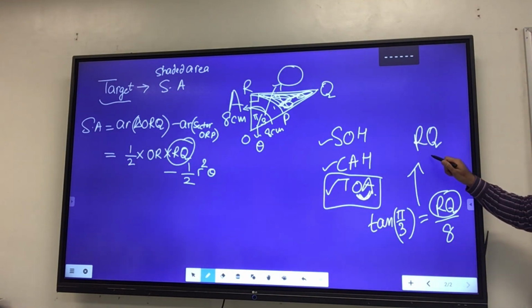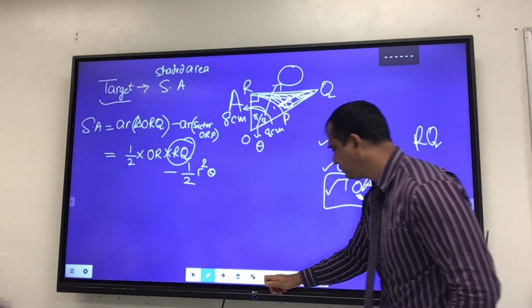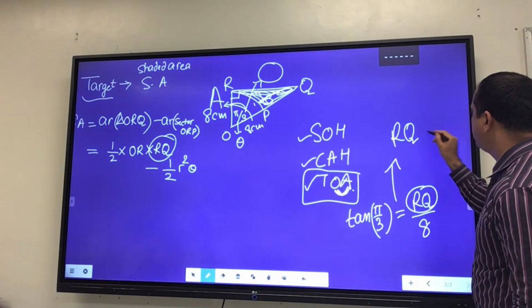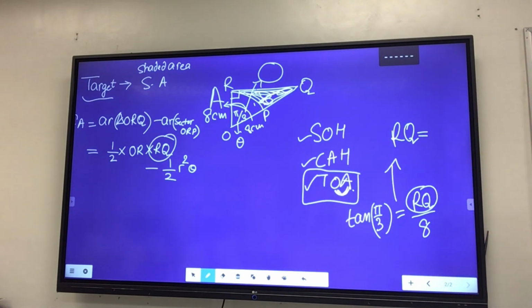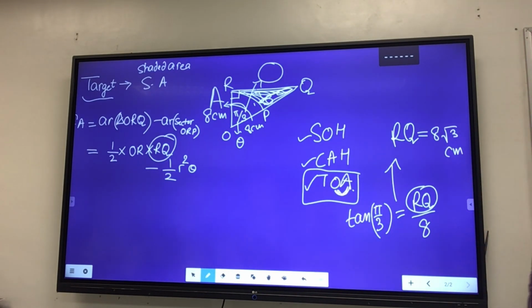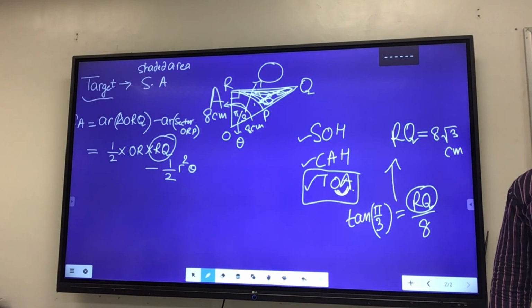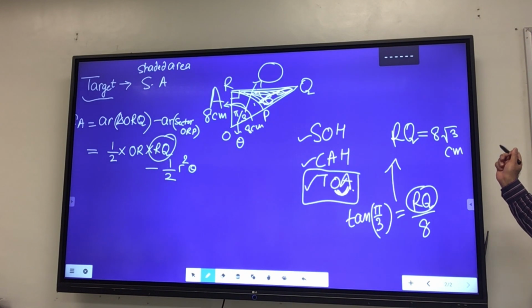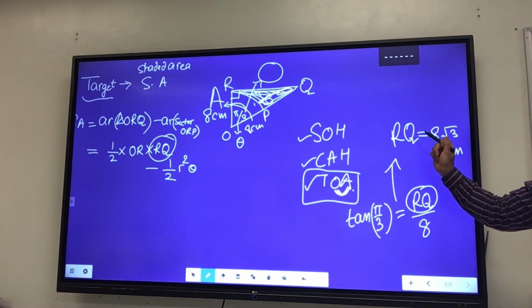What is RQ equal to? Yes, Lisa? 8 root 3, right? So 8 times root 3 is the value. It is in centimeters. Anybody got different? Don't change to decimal, we'll do that at the end, okay? So 8 times root 3 centimeters is the value of RQ, the length of RQ.